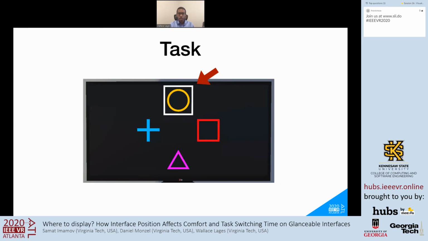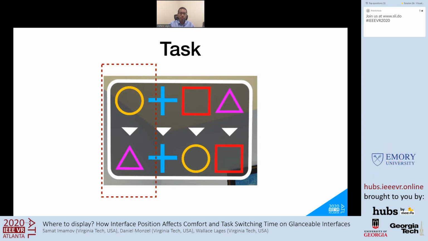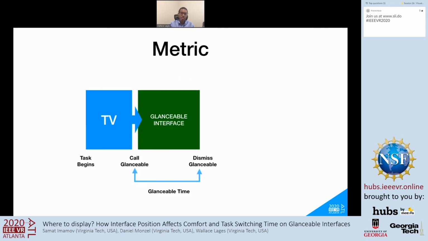Let me explain a little bit about the task. The task consisted of selecting 2 highlighted symbols. The first one appeared on the TV at the beginning of the task. In this case, it was the yellow circle. To obtain the second symbol, the participant presses a button to call the glanceable interface and then searches for the corresponding symbol in a list. In this case, it would be the pink triangle. Once the participant catches that, they press the same button again to dismiss the interface and then resume the task on the TV. The final step is to press the buttons corresponding to the first symbol and the second symbol.